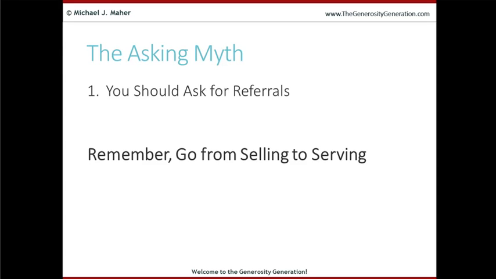Here's the key. A transformation that you need to make mentally is to go from selling, which you think of as taking. Did you know that the root word of sell actually means to serve? Did you know that? Selling is actually a form of serving. So what we have to do is our mindset needs to be in a serve first, serving mentality and mindset.